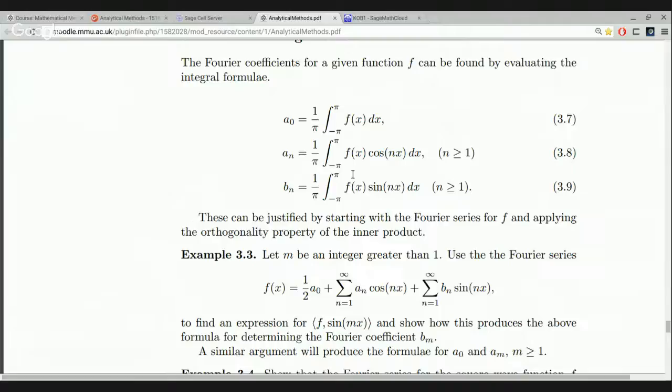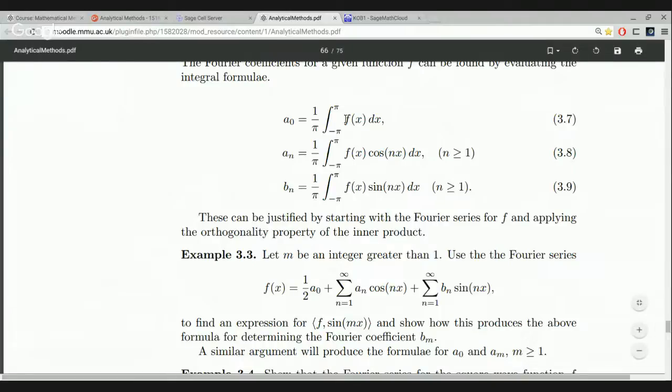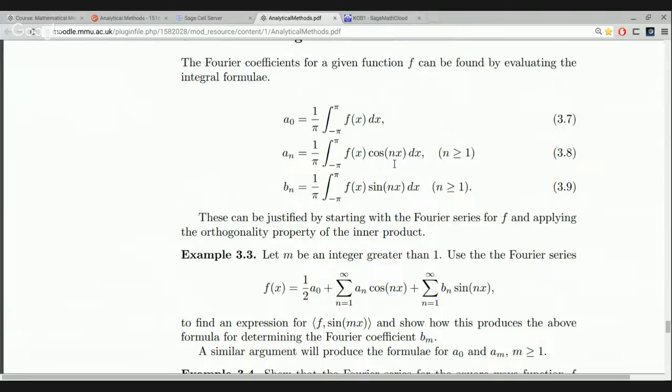Okay, so the constant coefficient is the inner product of the function f with the constant function 1, so it's just the integral of f over the interval. The coefficient an for a given n is the inner product of f with the cosine function for that same value n. And the standard inner product we're using, the inner product of a pair of functions from this vector space, is that you integrate the product of the two functions across the interval.